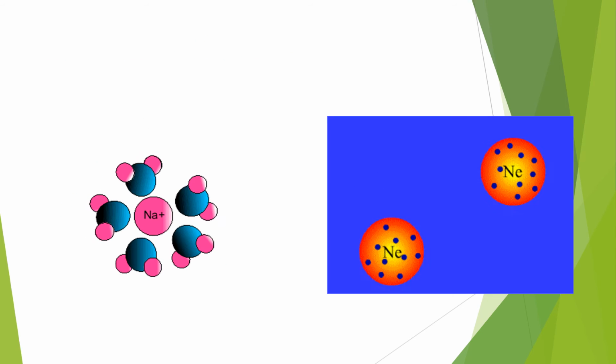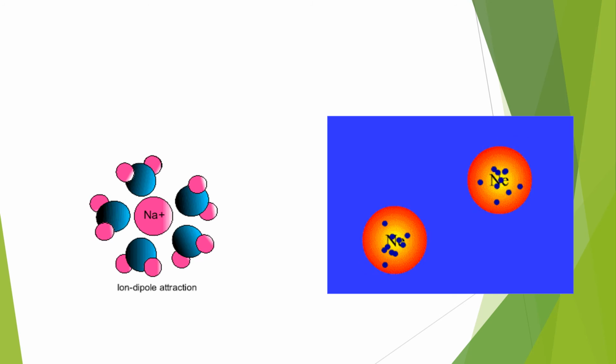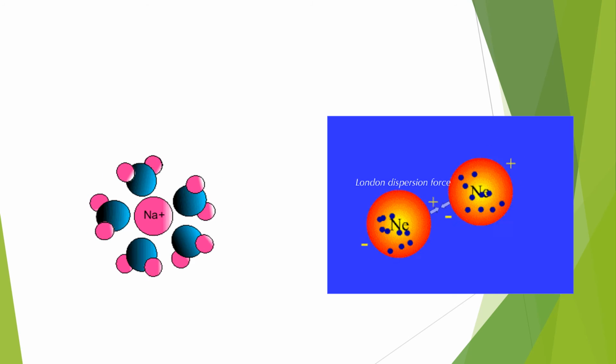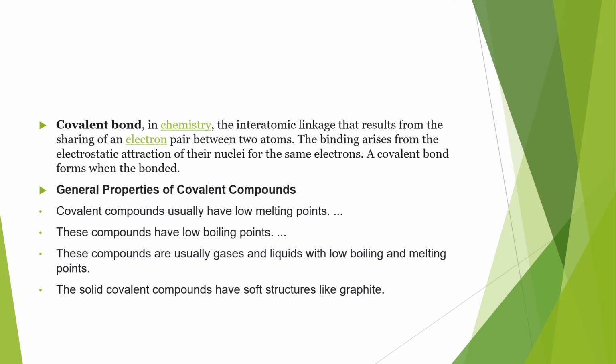See, this is the van der Waals interaction between two neon atoms. Okay, we are able to understand. And covalent bond in chemistry, as I told you, the intermolecular force doesn't apply to covalent bond formation. The binding arises from electrostatic attraction of their nuclei for the same elements. As I told you, one electron is gained or sacrificed. So this won't have the applicability of the intermolecular forces.